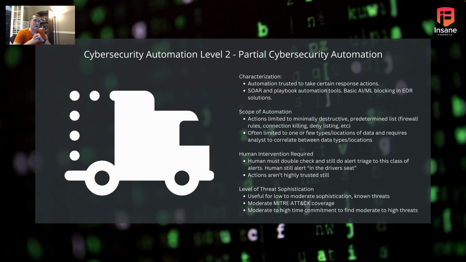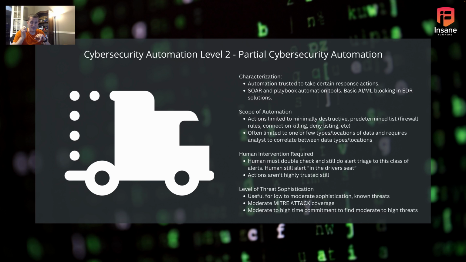Partial cybersecurity automation. So in this case, at level 2, the automation's trusted to take certain response actions. SOAR and playbook automation tools sit here, basic AI/ML blocking and EDR solutions. A lot of statistical analysis goes here, or analysis for predefined or known threats. Your scope of automation is going to be limited to minimally destructive actions, hopefully.